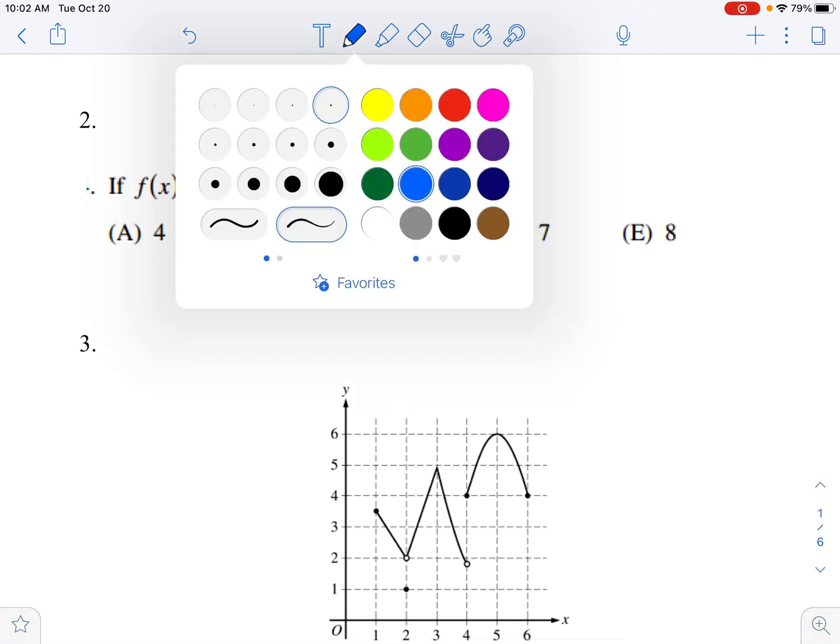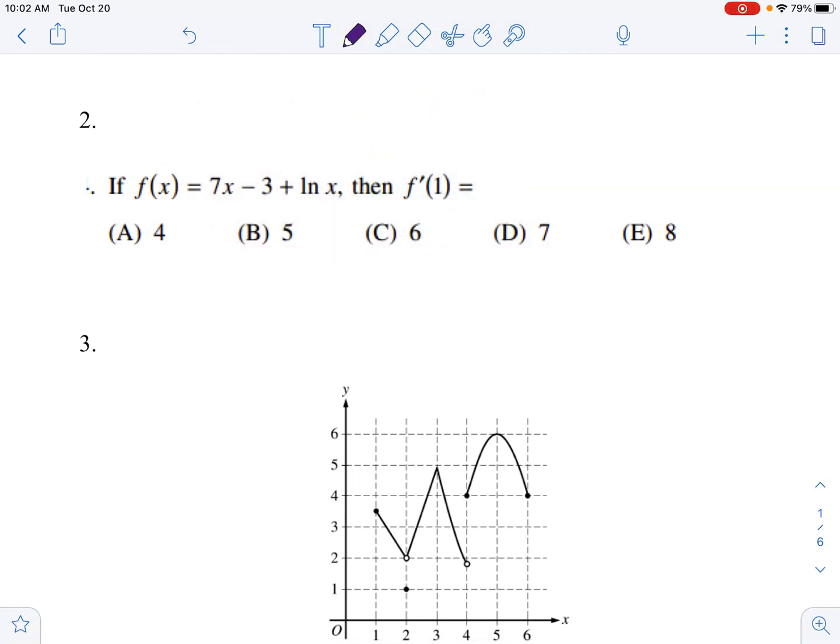Okay, number 2, if f of x is 7x minus 3 plus the natural log of x, then find f prime of 1. Okay, so we're looking for the instantaneous rate of change of this function at 1. In other words, we're looking for the slope of this function at 1. So let's take the derivative, and then we can plug 1 in.